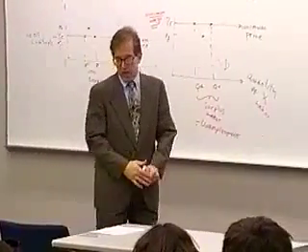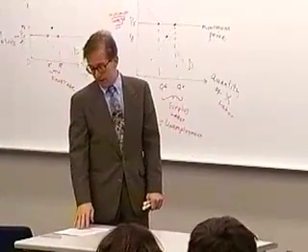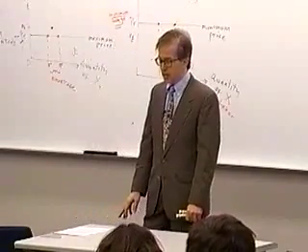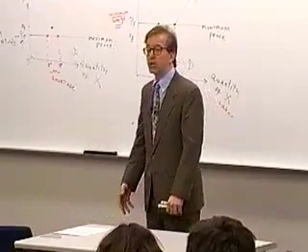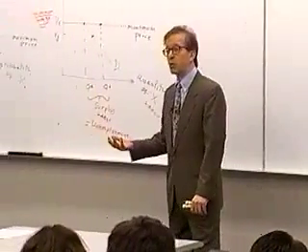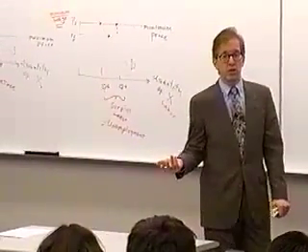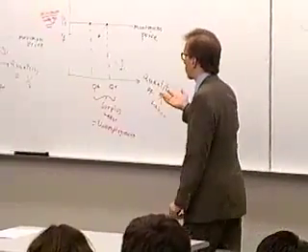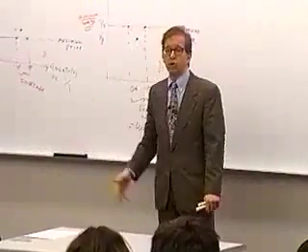So anyway, minimum wage is an example of a price floor, and that price floor creates unemployment. Who does it create unemployment for? It creates unemployment for people with low skills. People with high skills work well above the minimum wage, so it's low skill people.